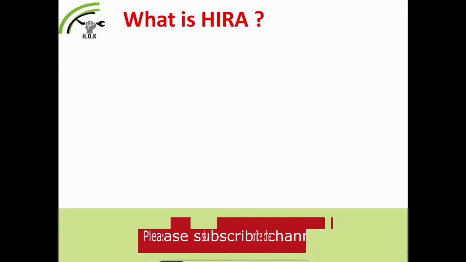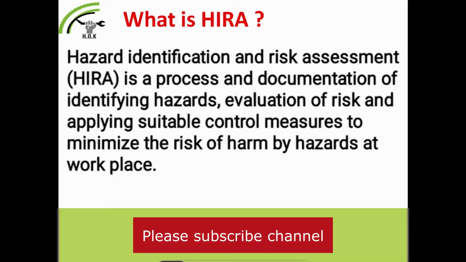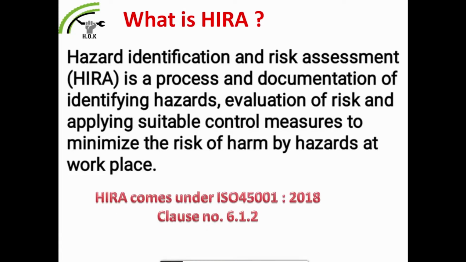First, let me explain what is HIRA. Hazardous Identification and Risk Assessment is a process and documentation of identifying hazards, evaluating risk, and applying suitable control measures to minimize the risk of harm by hazards at the workplace. HIRA comes under ISO 45001:2018 clause number 6.1.2.